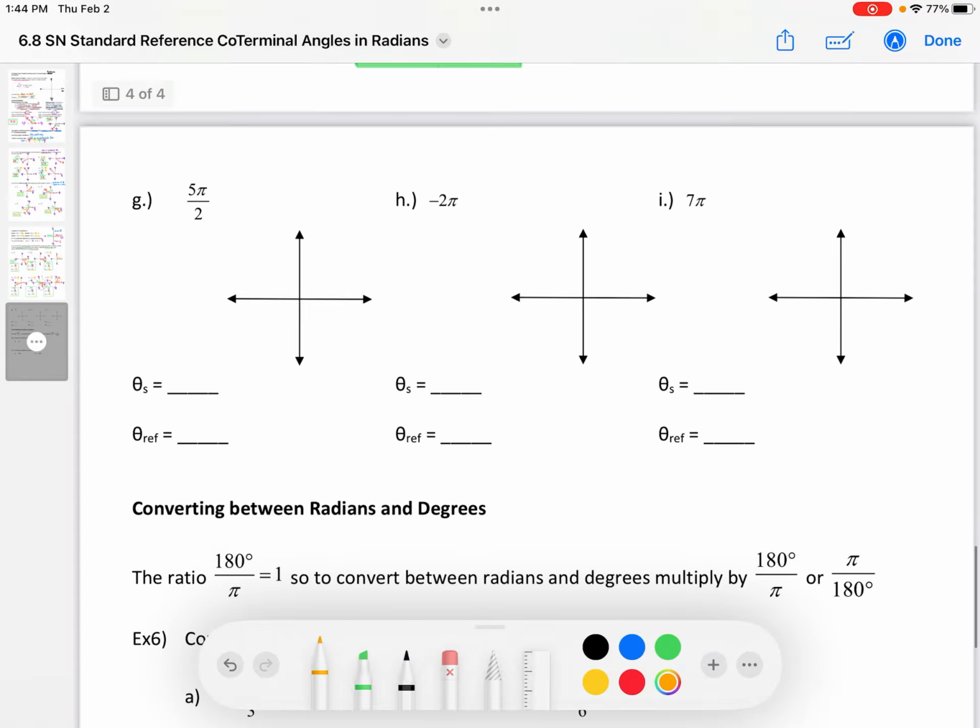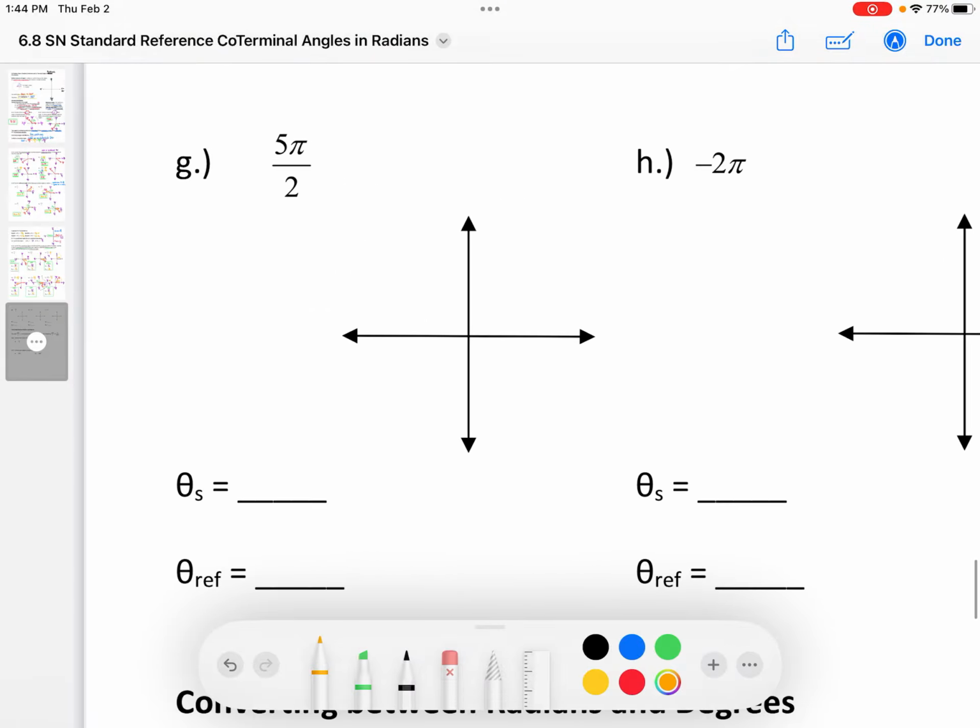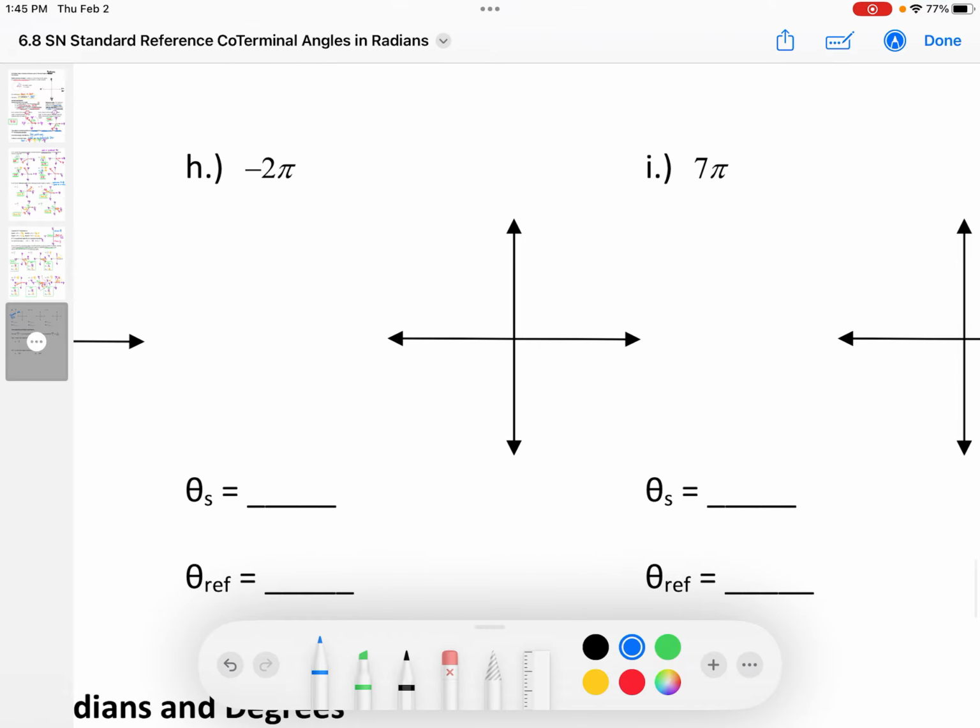So a few more examples on the top of the next page. Let's look at G. We have 5 pi over 2, which is the same as example C. So we're not going to do this one again. But let's go to H.